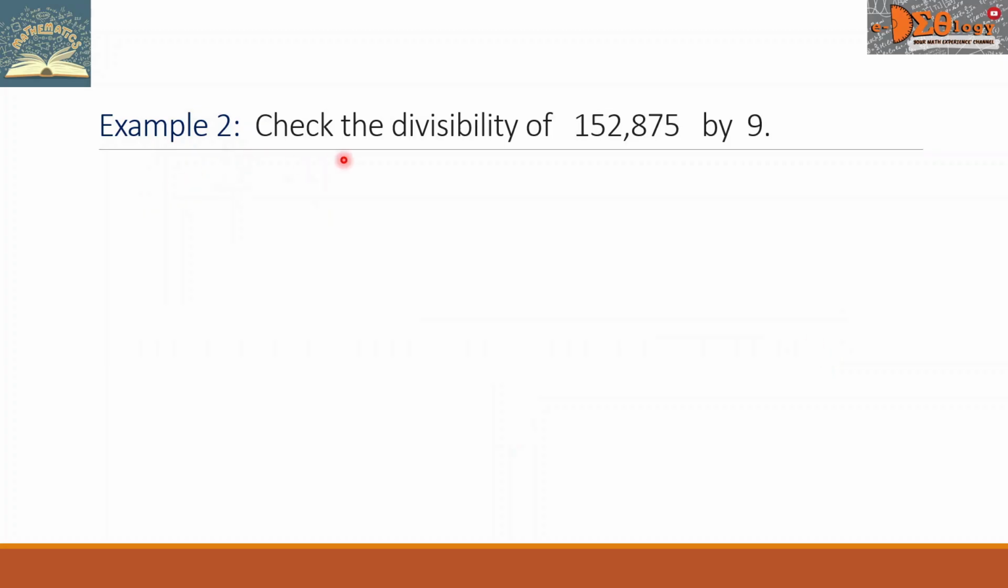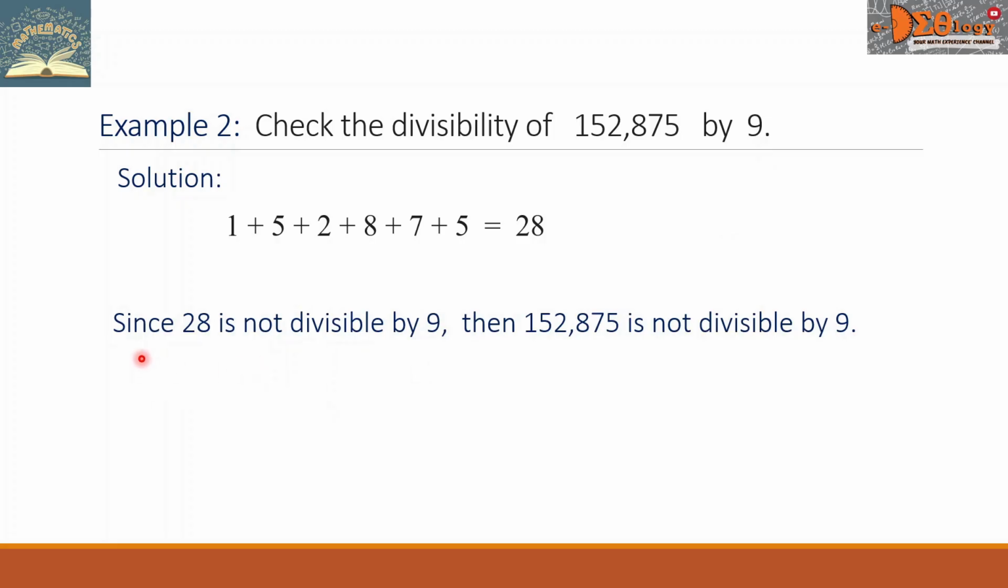Example 2. Check the divisibility of 152,875 by 9. We add the digits, so we have 1 plus 5 plus 2 plus 8 plus 7 plus 5. And the sum is 28. And we know that this 28 is not divisible by 9. Then we conclude, since 28 is not divisible by 9, then 152,875 is not divisible by 9.